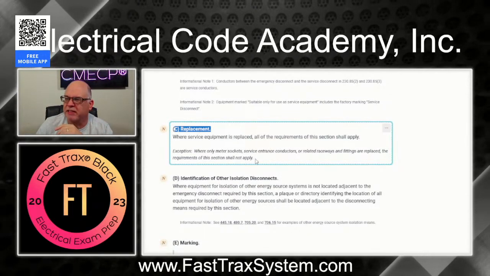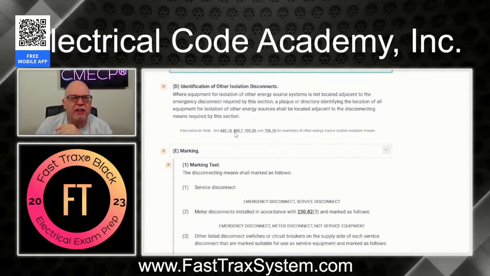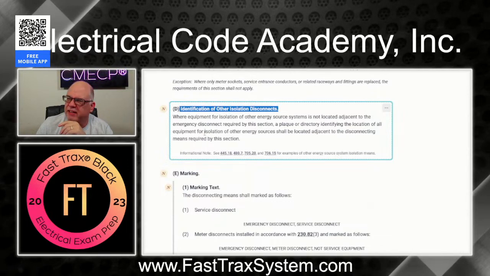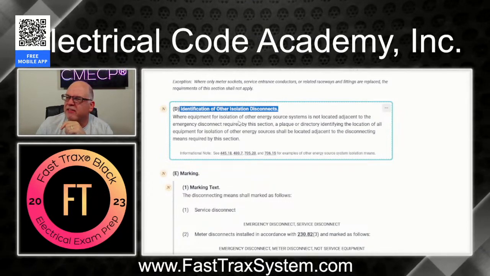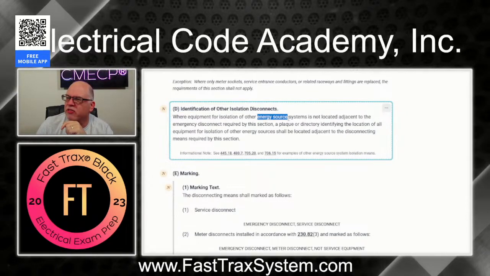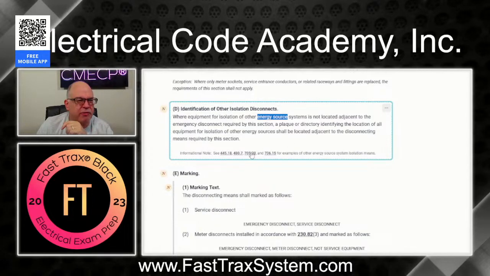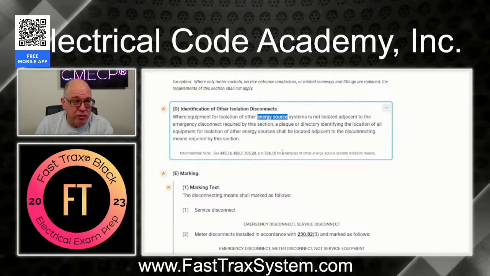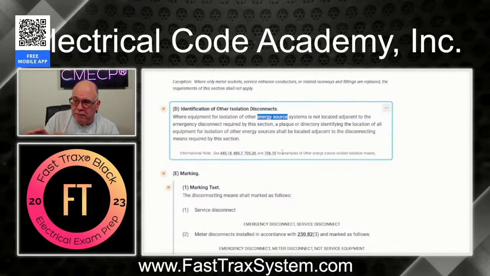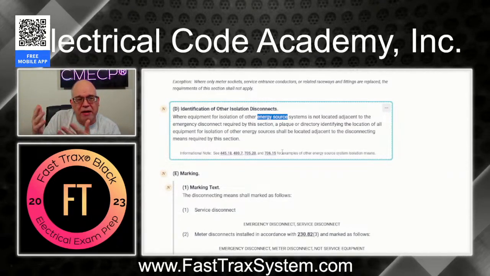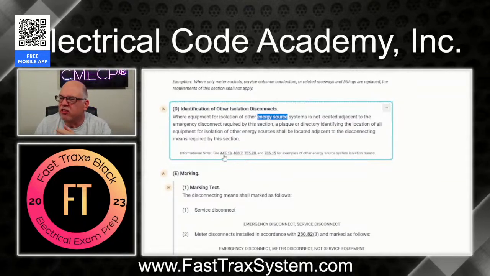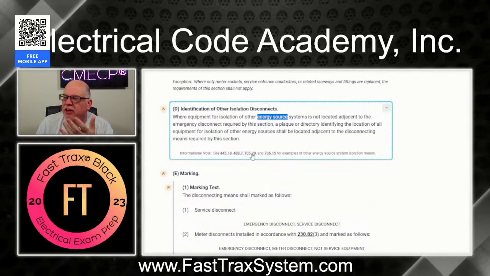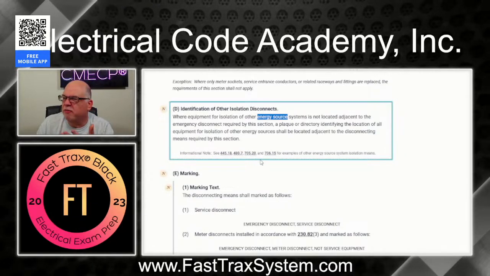I'm going to have to replace it. Now, here is the identification rule that we talked about. I touched on it at the beginning briefly. It says where equipment for isolation of other energy sources, and again, it gives you some reference down here in the informational notes. That's why I love informational notes, by the way, is they should give you information, not enforceable, but give you like roadmaps to other relevant things in the NEC. So it's talking about generators and things like that, battery systems, interconnected power sources and 705 and whatnot.